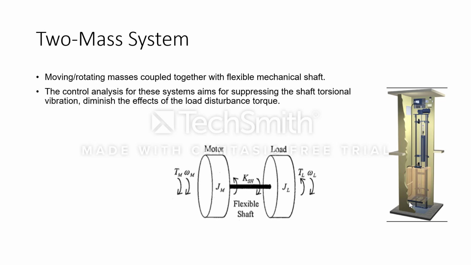Examples of two-mass systems can be elevators. It can also be robotic arms. It can be rolling mills too.